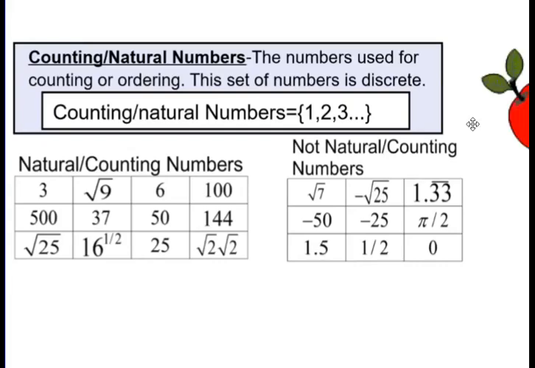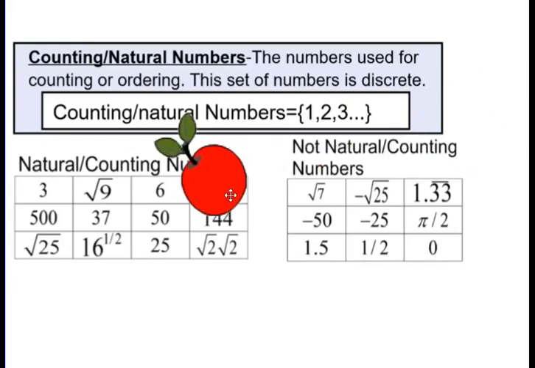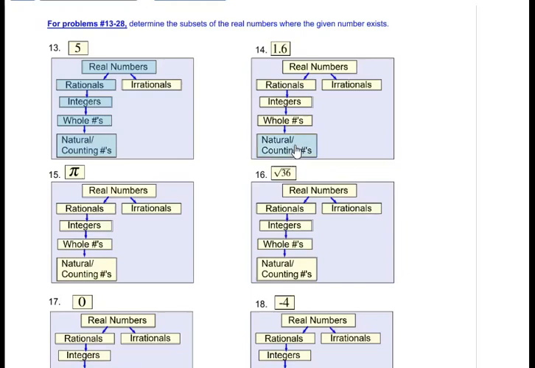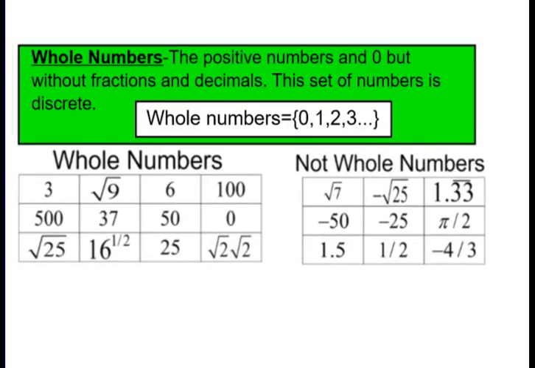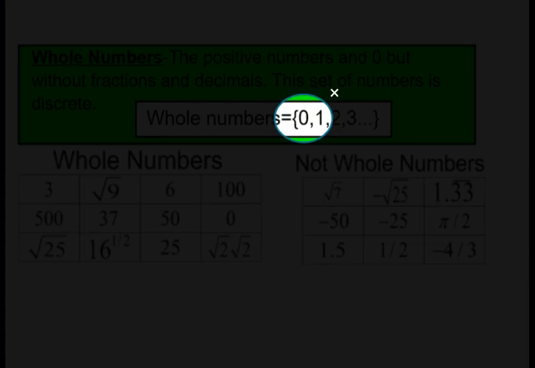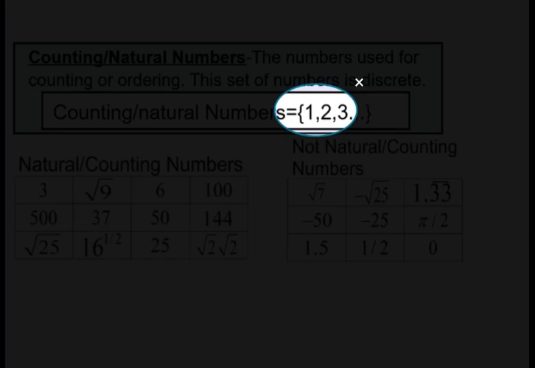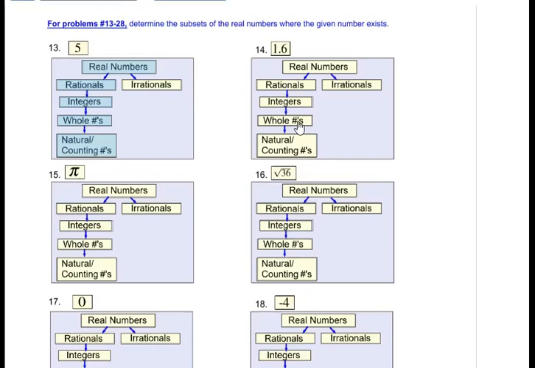1.6. We cannot have 1.6 apples, so we will not click counting numbers. Let's look at whole numbers. The only difference between the counting numbers and the whole numbers is that 0 is a member of the whole numbers and 0 is not a member of the counting numbers. That's it. So 1.6 is not a whole number.